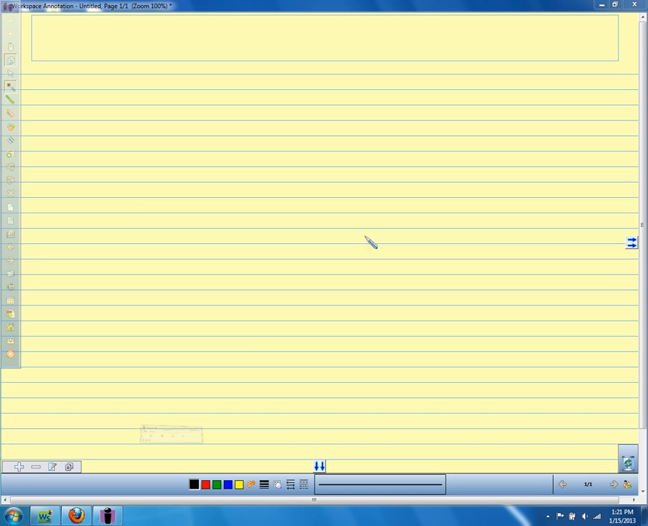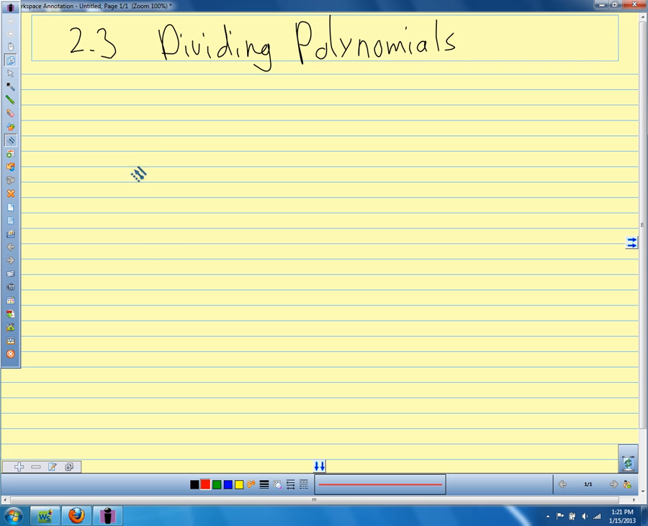We're still in section 2.3, and we're talking about dividing polynomials. What I wanted to do, we're going to talk about factors and remainders. What does our remainder tell us when we divide? And how can we use it? Why do we want to divide polynomials? What does that tell us about polynomials?